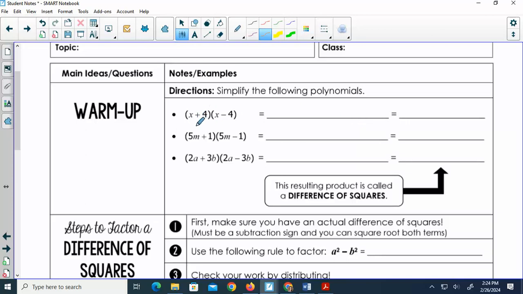So if I wanted to multiply these, we have to FOIL. So x times x, x times negative 4, 4 times x, and 4 times negative 4. Then when you combine like terms, what happens to negative 4x and positive 4x? And we're left with x squared minus 16. I want you guys to multiply out the next two.